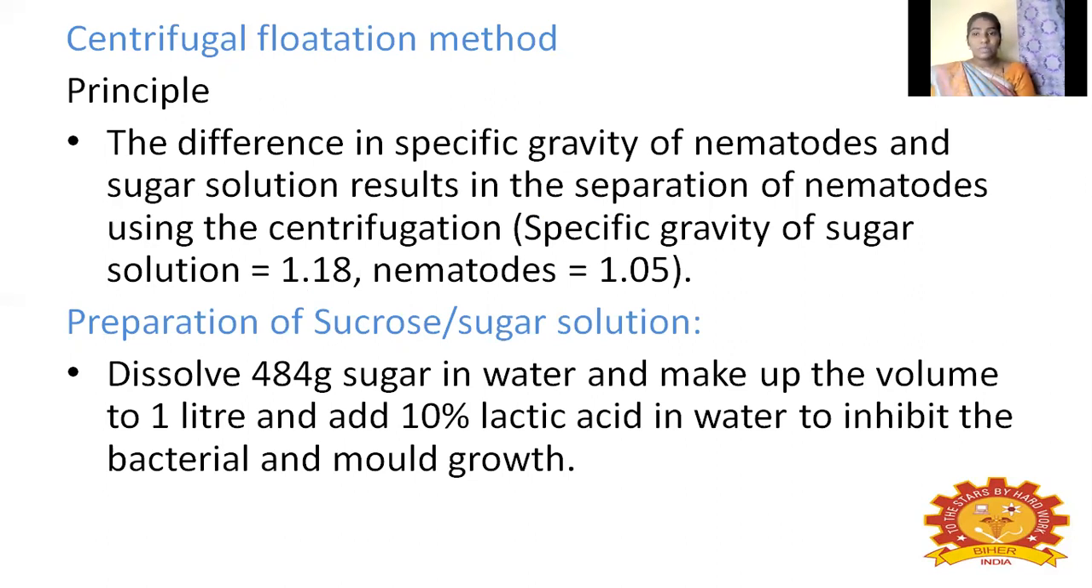First of all, before the experiment, we need to prepare the sugar or sucrose solution. How to prepare this? Dissolve 484 grams of sugar in water, make up the volume to 1 liter, and add 10% lactic acid to inhibit bacterial and mold growth. By this, we prepare the sugar solution.